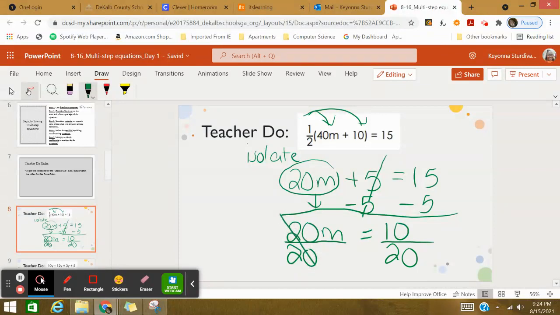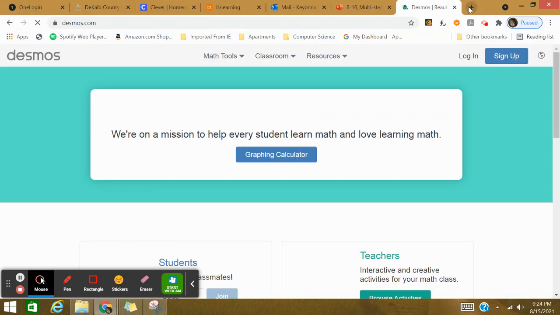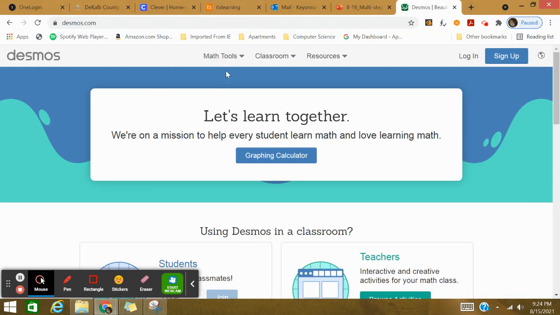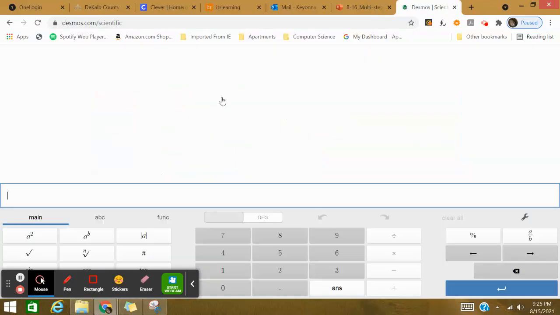So let's find out what my answer is going to be. If I don't know how to simplify this fraction, remember that you guys can use the Desmos calculator. I will open up a new web browser and type in desmos.com. It will take me straight to the Desmos website. I will click Math Tools. The drop down will appear, and then I will click Scientific Calculator.